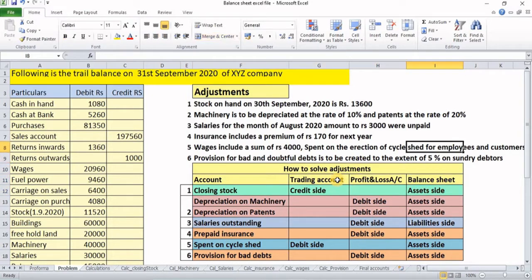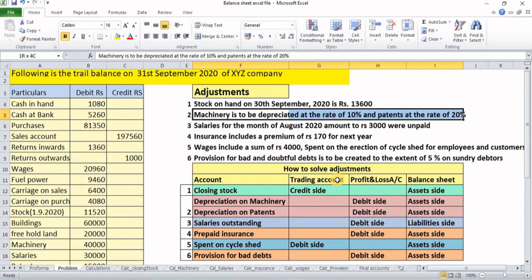Our next adjustment is machinery is to be depreciated at the rate of 10% and patents at the rate of 20%. Depreciation is a reduction in the value of an asset over time due to wear and tear. Depreciation is always considered as an expense. If you want to know the expense classification, please watch the profit and loss account video. In that I have given the expense chart.